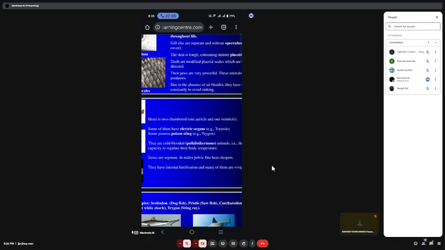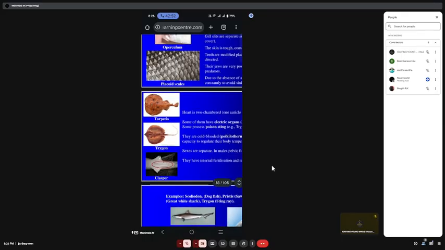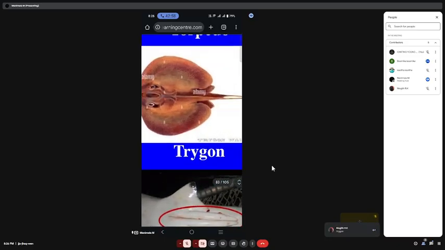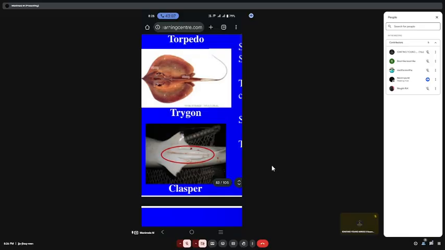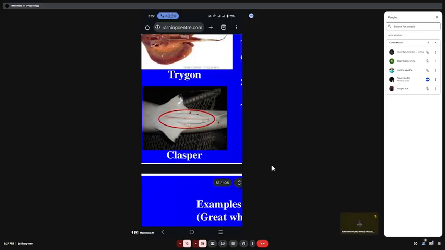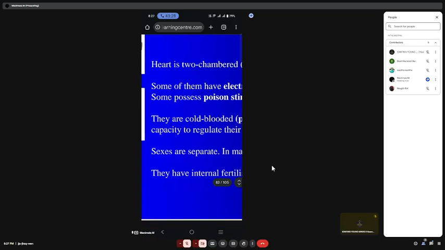And some animals have a poison sting in their body. What is the example? Trygon, ma'am. Okay. And these animals are mostly viviparous. In the male animal, they have claspers, which aid in internal fertilization. And they have a strong mouth. The body skin is very tough.